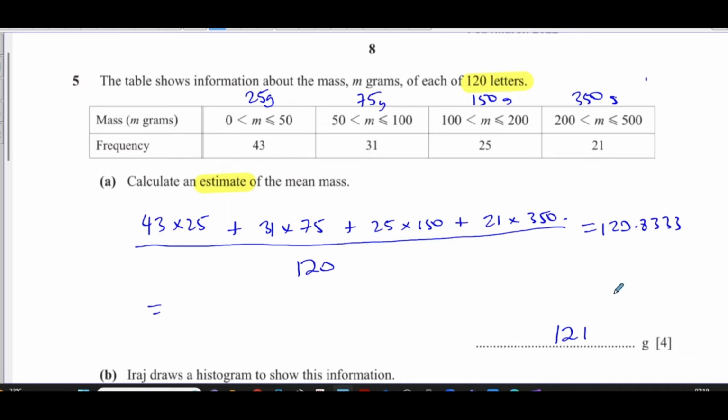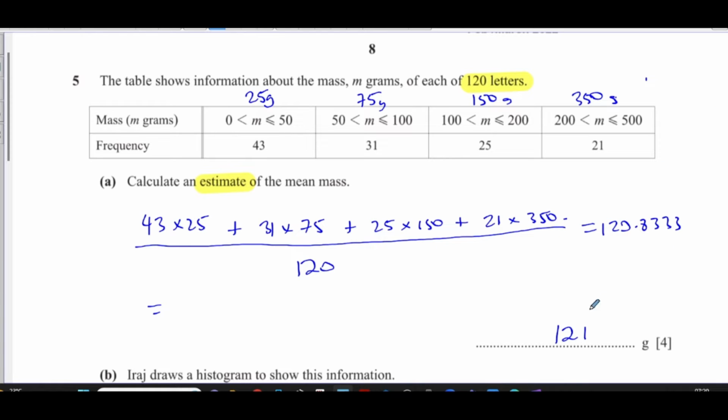Secondly, check to see if your answer makes sense. Your mass has to be somewhere around these values. You can see that the frequencies are more heavily in the lower end, because you've got 43, 31, then it becomes less there. So it makes sense that the mass is going to be somewhere towards the lower end between 0 and 500. For example, if your mean mass came out to be 800 and something, for sure you've done something wrong. So it has to be somewhere between 0 and 500.